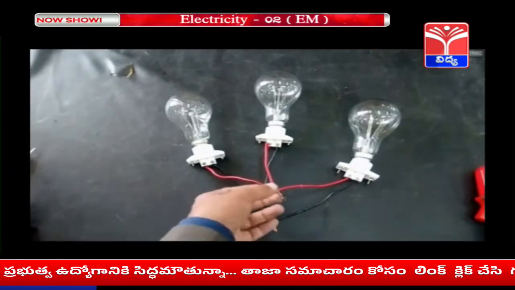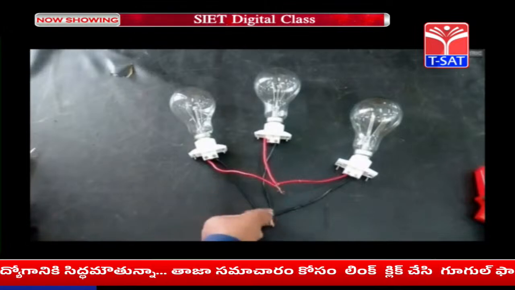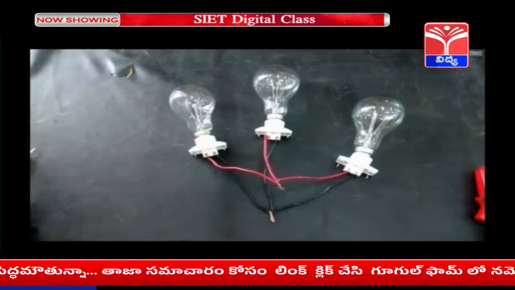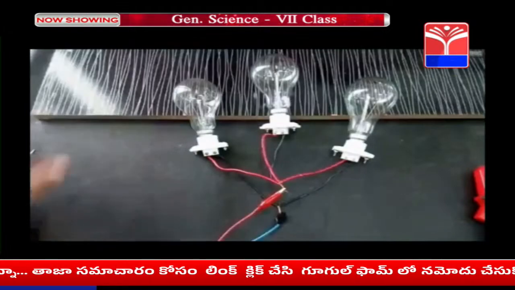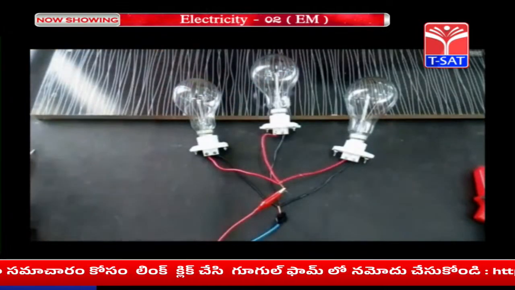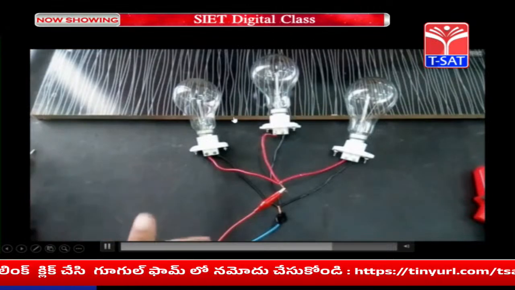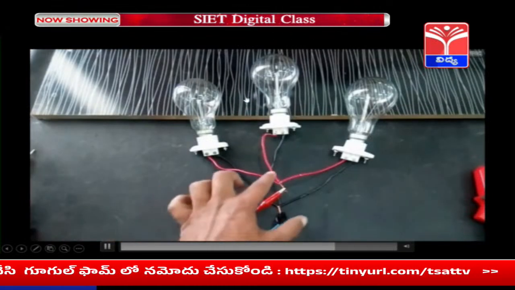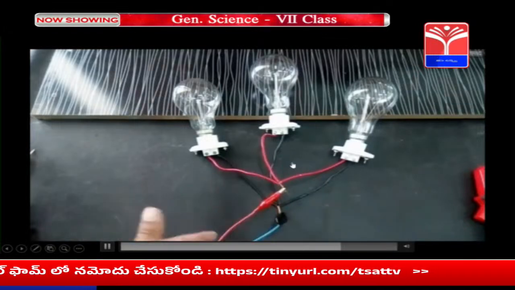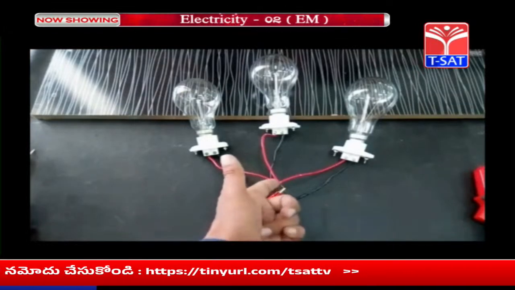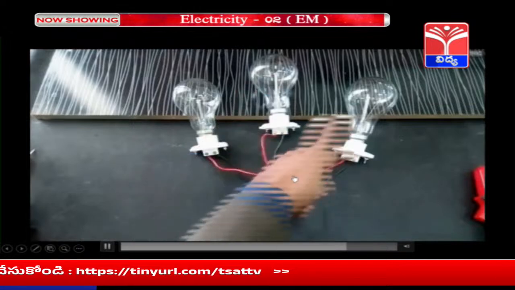Now, let us connect them with a wire. We will connect them with wire and we will connect them to the battery. Now, observe the glow. I am keeping cardboard here because the heat will be more, therefore I am keeping them on cardboard. Now, you see, whenever I switch on the bulbs, electricity flows in 3 different paths.